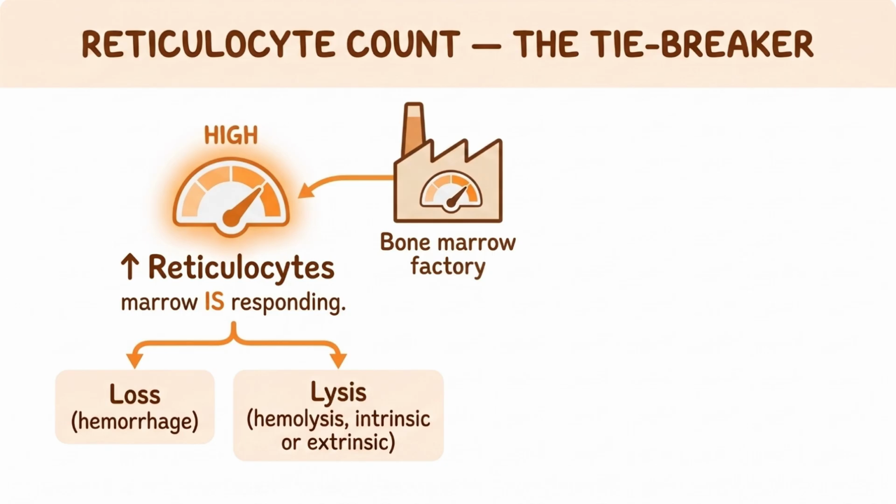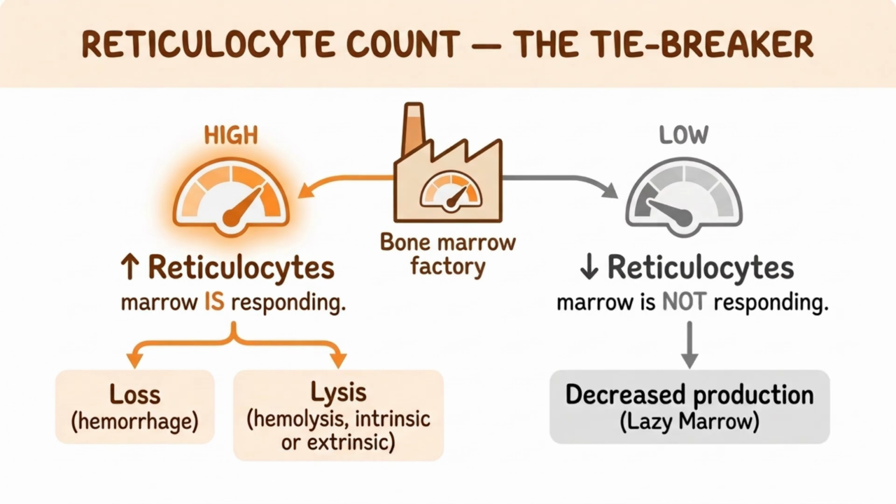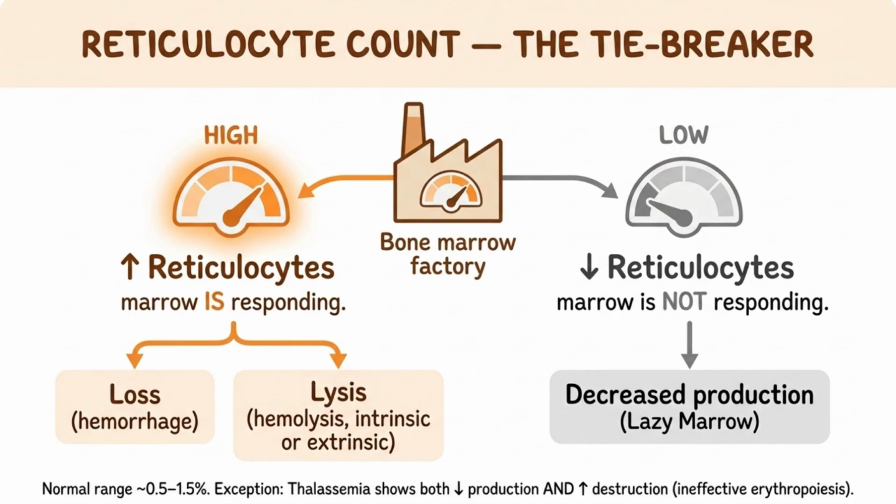Therefore, if the reticulocyte count is high, the marrow is responding, and you will think of blood loss or hemolysis. Okay? But if the reticulocyte count is low, the marrow isn't responding adequately. So whenever there are low reticulocytes, you will think of decreased production. Okay? And the normal reticulocyte count is approximately 0.1 to 1.5%.